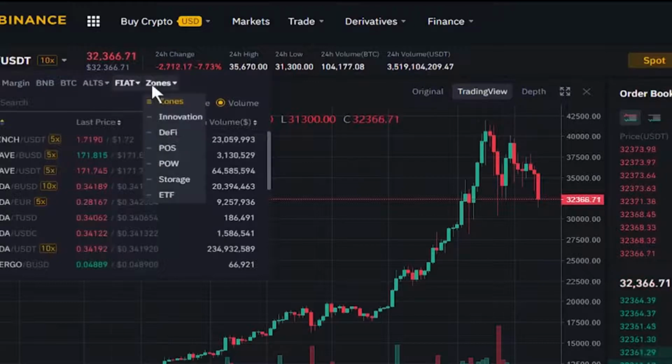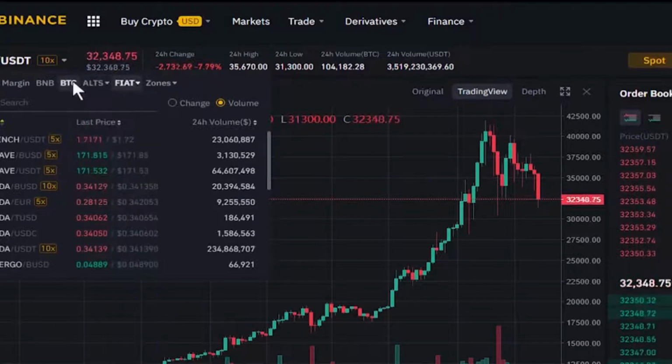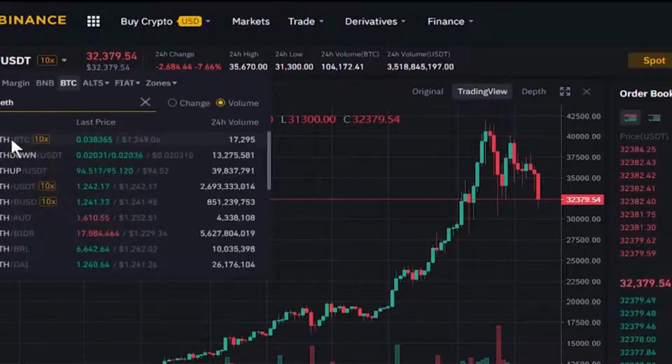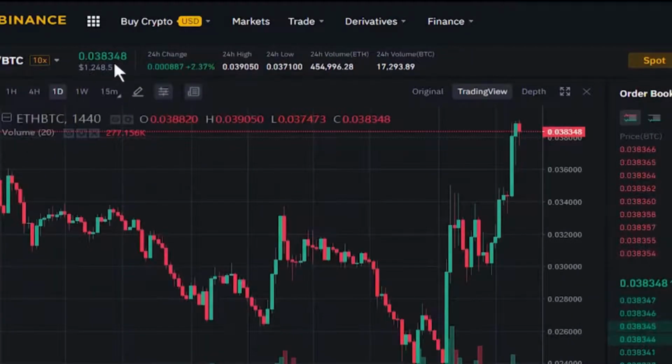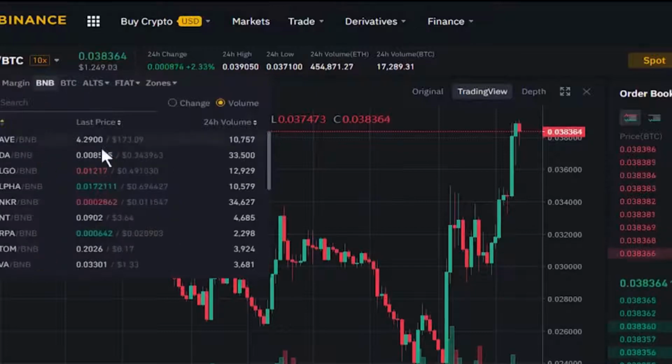Here, this small menu bar actually filters the search result. Until now, it was on fiat, and for example, we can select BTC or Bitcoin. And here we search, for example, Ethereum ETH, and here it is. And this is the price. Every Ethereum equals 0.038 Bitcoin. And below that, you can see how much is its dollar equivalent. Or you can select BNB, the Binance coin, and this is the list of the coins that you can trade in terms of BNB, or you can filter based on other altcoins.